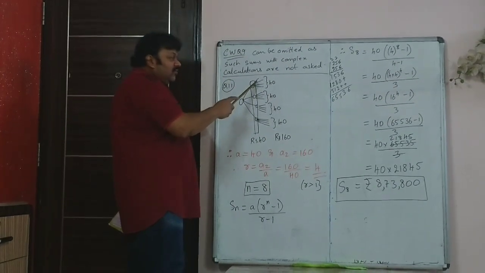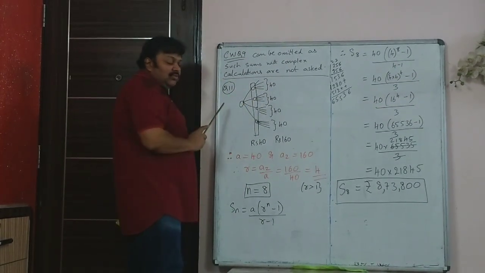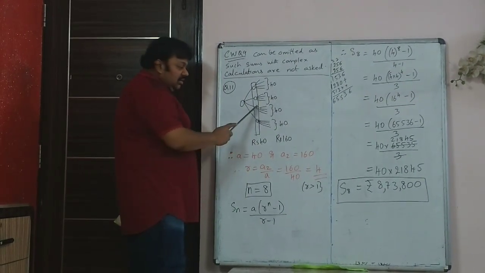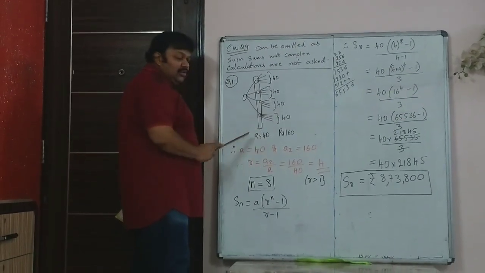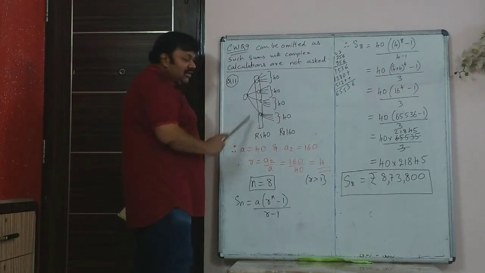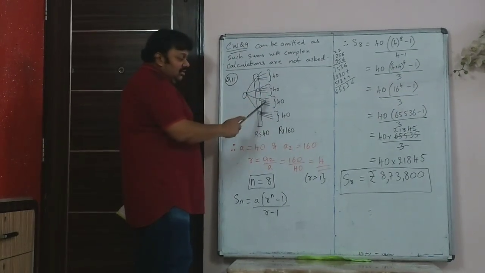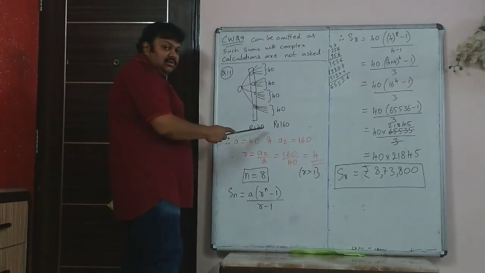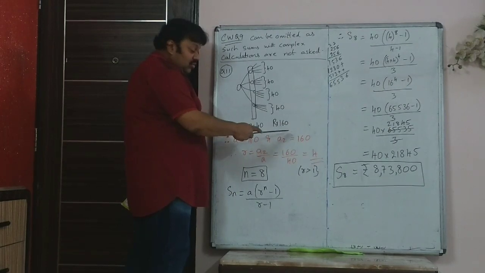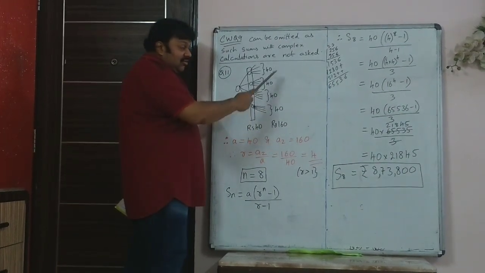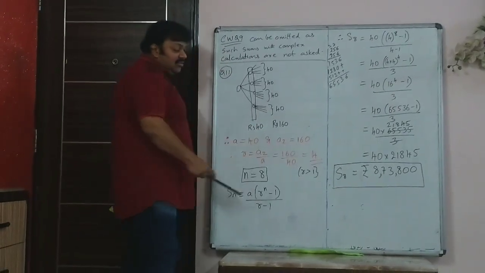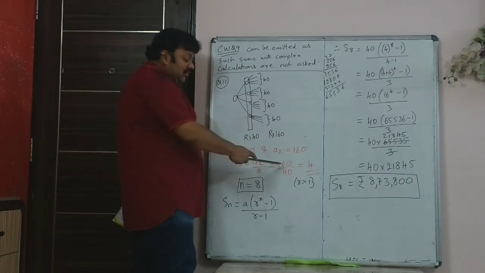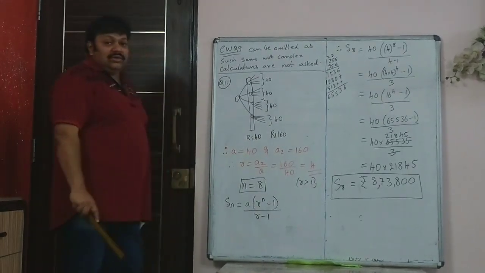Now this one person gets 4 people, so he gets 40 rupees more. This one person gets 4 people, so 40 rupees more. This person gets 4, so 40 rupees more. This also gets 4, so 40. So 4 times 40, each of them got 4. So 160. So your A is 40, your A2, that is the second term of the GP, this is a geometric progression, is 160. So therefore R, second term upon first term, is 4. R is greater than 1.